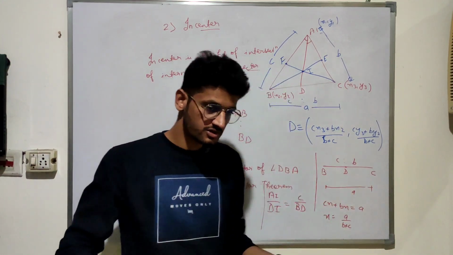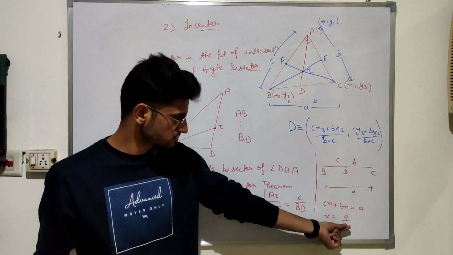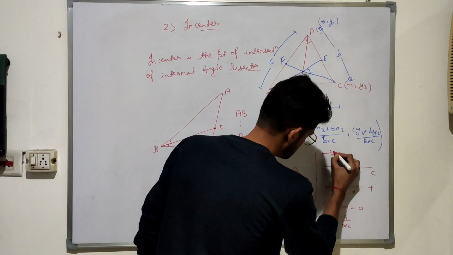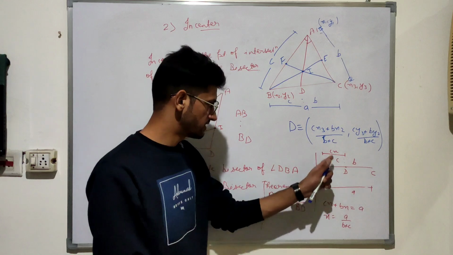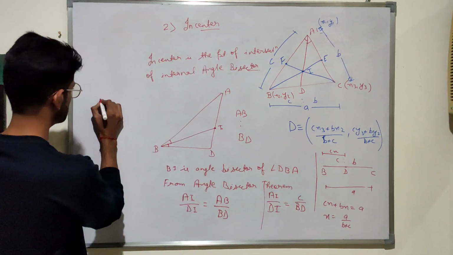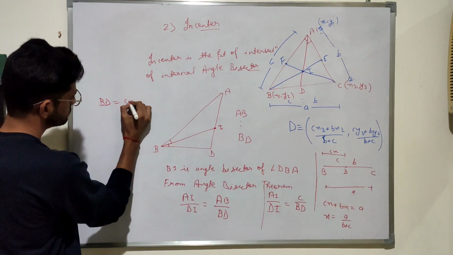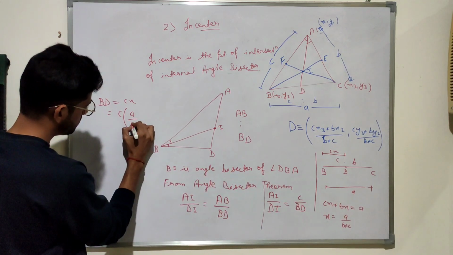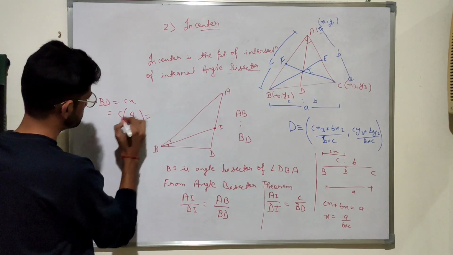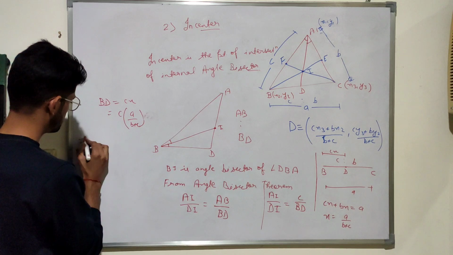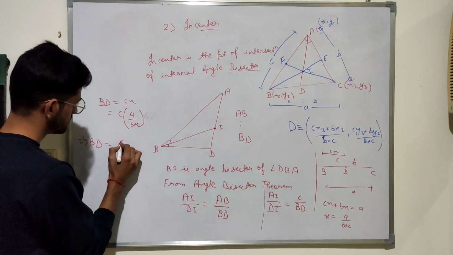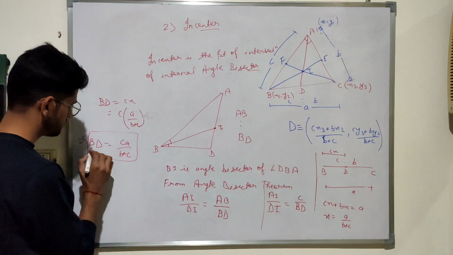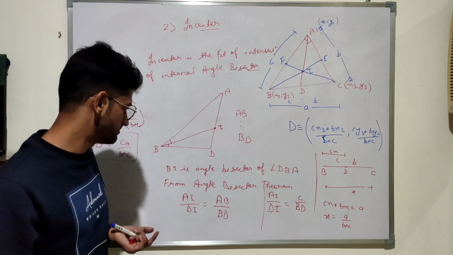So if we know the 1 unit of length, that is x is equal to A upon B plus C, then we need to write this part, that is C into x. What will this value be? BD is equal to C into x, which is C into the value of x, A upon B plus C. So BD is equal to CA upon B plus C. Now we have the value of BD in terms of A, B, C.